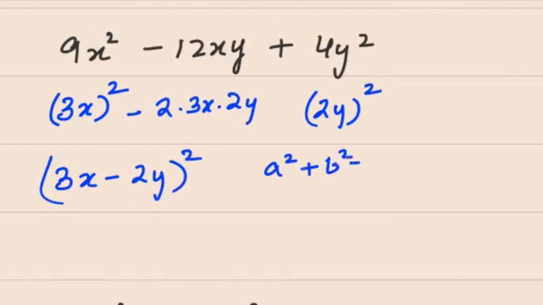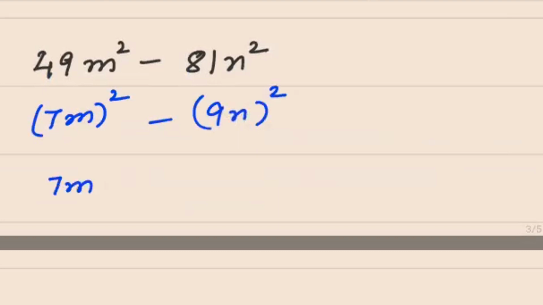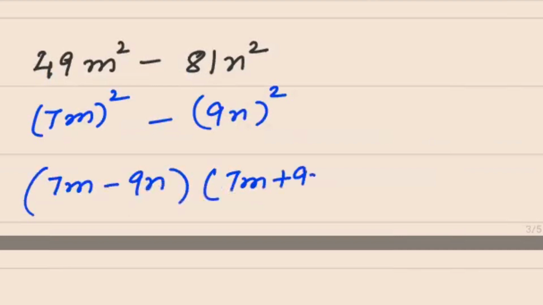b square minus 2ab is equal to (a minus b) whole square. This is the identity used. You can directly write the answer after the second step. In the third question, there is no middle term. That means it is directly of the form (7m) square minus (9n) whole square. So we can write (7m minus 9n) and (7m plus 9n).